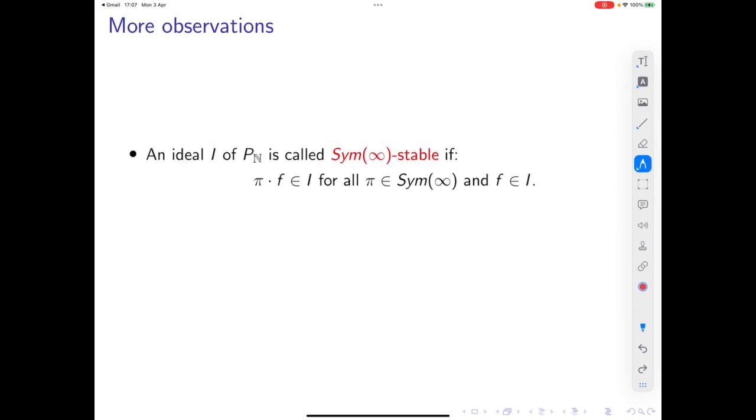Some more observations. An ideal I of the polynomial ring in infinitely many variables is called Sym-infinity stable if when we apply a permutation pi on an element f in I, then pi of f should again be in the ideal I, for all permutations pi and for all f in the ideal I.